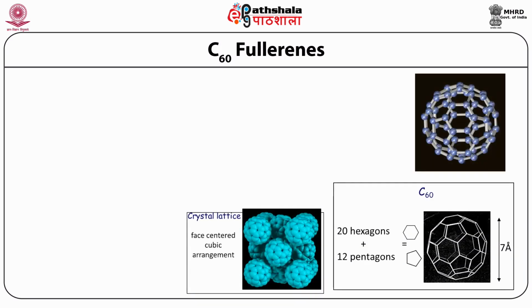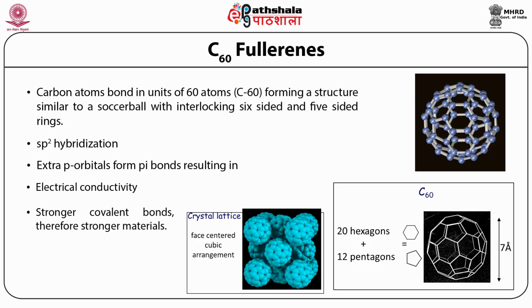So let us now discuss the C60 fullerenes. It is represented by carbon atoms bonded in units of 60 atoms, forming a structure similar to a soccer ball with interlocking 6-sided and 5-sided rings, as shown in this figure. It has sp2 hybridization, and extra p orbitals form pi bonds, resulting in electrical conductivity and stronger covalent bonds, therefore stronger materials. The C60 structure is represented by 20 hexagons and 12 pentagons, the whole molecule is about 7 angstroms in length, and it has a face-centered cubic arrangement, as shown in this figure below.